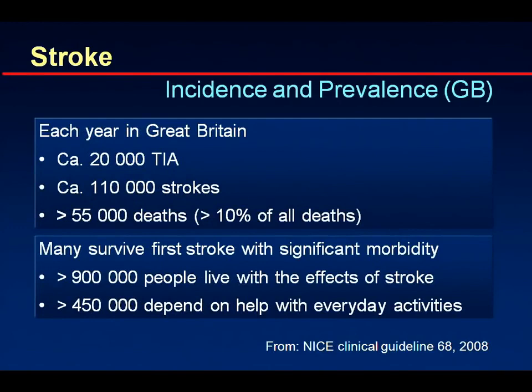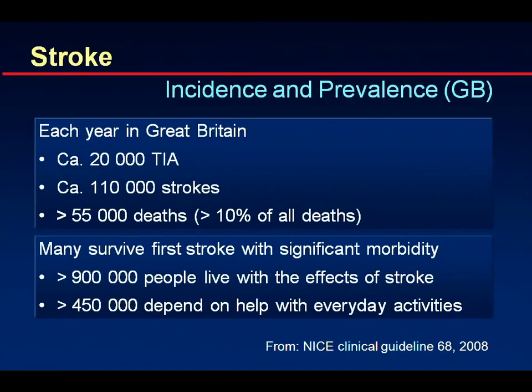If you look at the incidence and prevalence of stroke in Great Britain, in England, there are about 20,000 transient ischemic attacks per year in Britain and about 110,000 strokes. And half of these people die. So it's a real major health issue. Of all deaths in England, more than 10% are due to stroke.